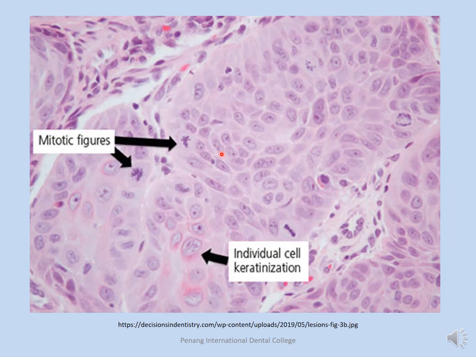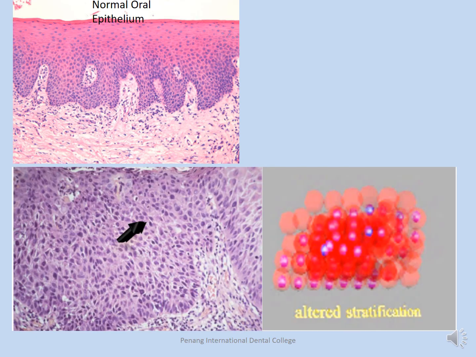Again, mitotic figures, right? You're seeing the chromatin material that's arranged over there, and this is a feature called individual cell keratinization. So if you look at this, when this epithelial cell is showing increased pink color material being deposited, then that is indicative of keratinization that is taking place.